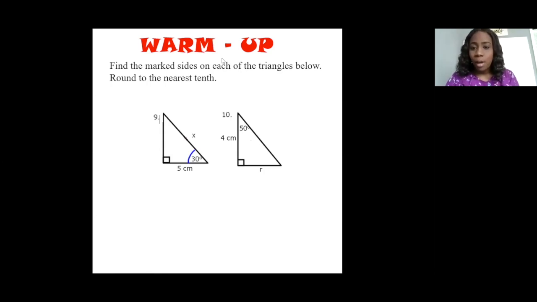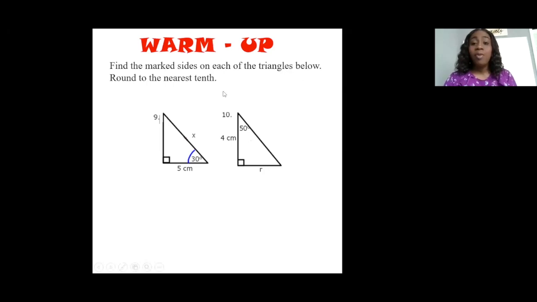I'm going to give you about another minute to work on the warm-up question. It says, find the marked sides on each of the triangles below, round to the nearest 10. If you're just joining us, you need to go to the website where you logged into this session, and check on Tuesday's lesson. If you don't want to pull up the entire lesson, because I was told that it takes a long time to download, please feel free to just pull up the PowerPoint. The PowerPoint is pretty straightforward, and you can see everything in there, okay?